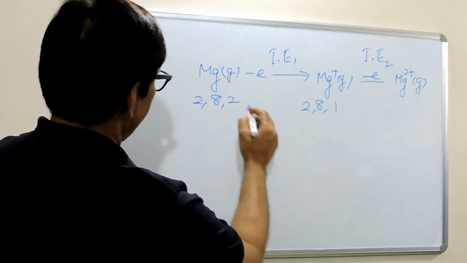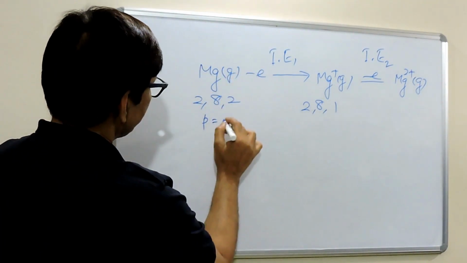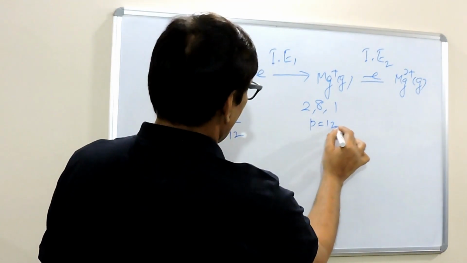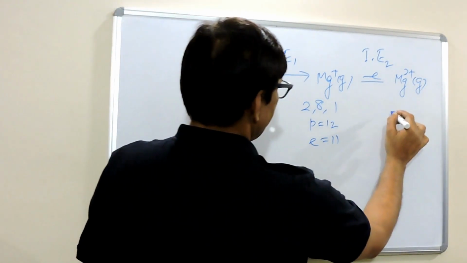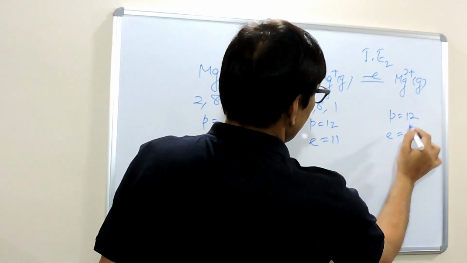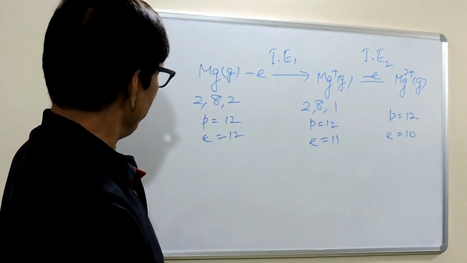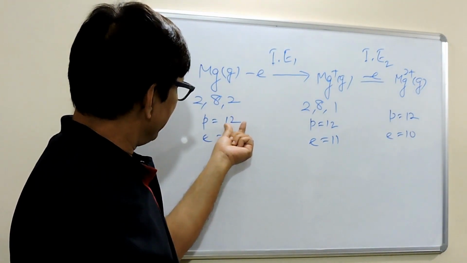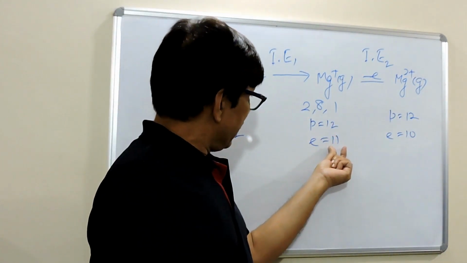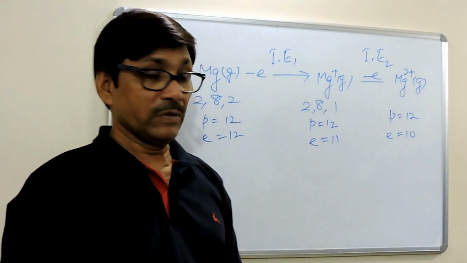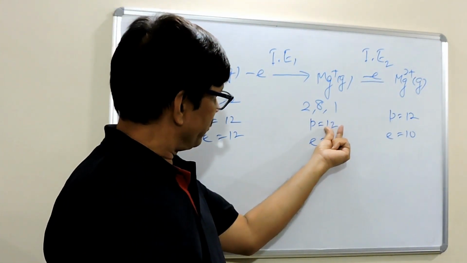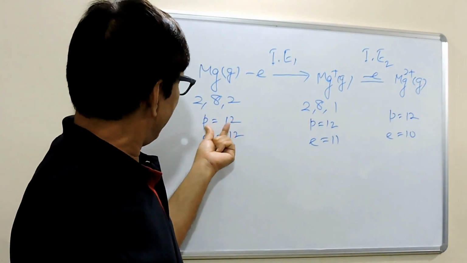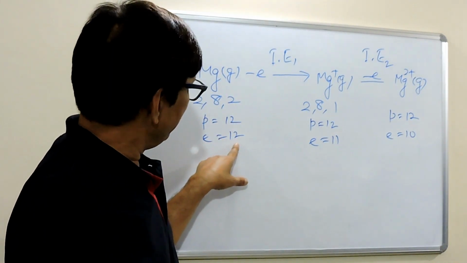Let's take it like this. Here you have number of protons 12, number of electrons also 12. Here number of protons 12, but number of electrons 11. Here number of protons you have 12 and electrons 10. Now what you find here is, in this case 12 electrons are attracted by 12 protons. Here 11 electrons are attracted by 12 protons. So definitely in this case the force of attraction by 12 protons on 11 electrons will be stronger than that of the force of attraction by 12 protons on 12 electrons.